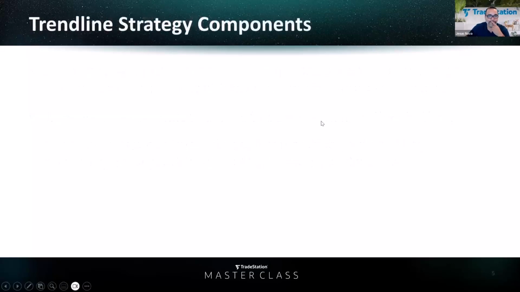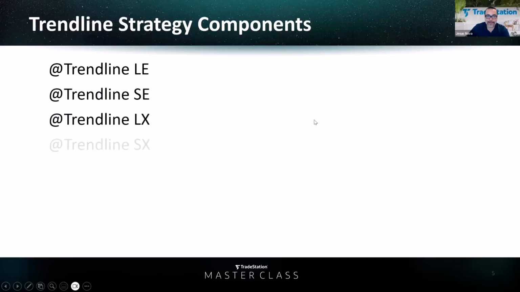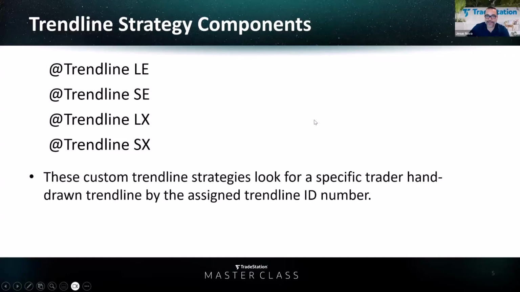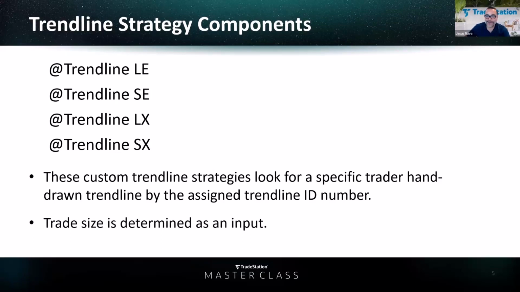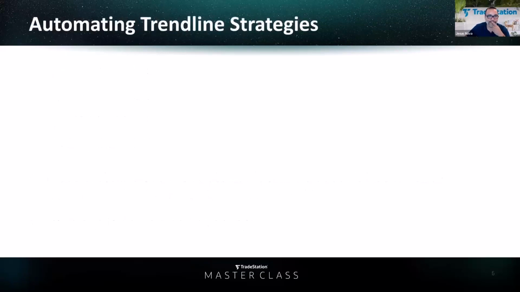The strategy components that we're going to talk about today are these right here. These are basically the custom strategy that I'm going to share with you here. So the custom trend line strategy looks for a specific trader hand-drawn trend line by the assigned trend line ID number. If that doesn't make sense, I'll show you how to do it, because you do have to supply the strategy the trend line ID, and I'll show you how to get that. Trade size is determined as an input in the custom strategy.